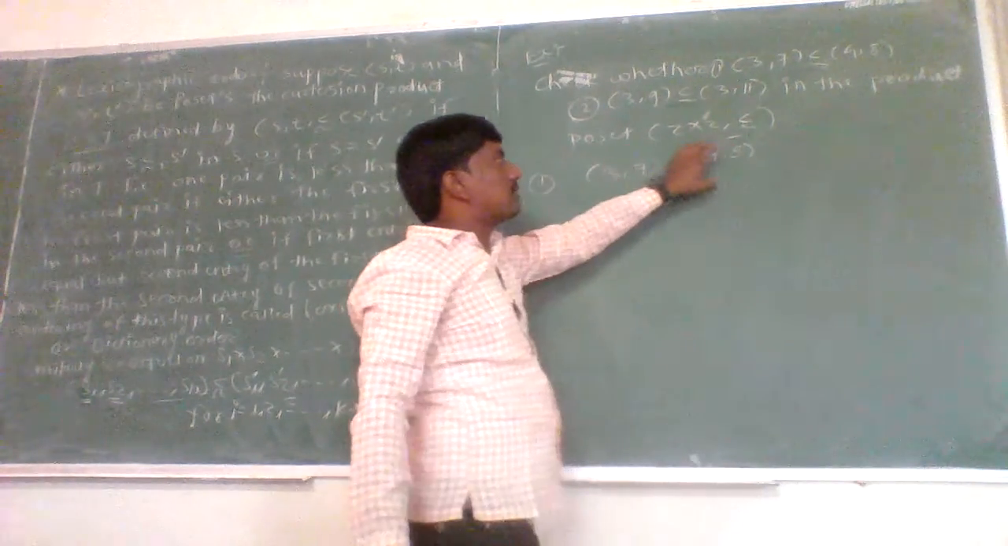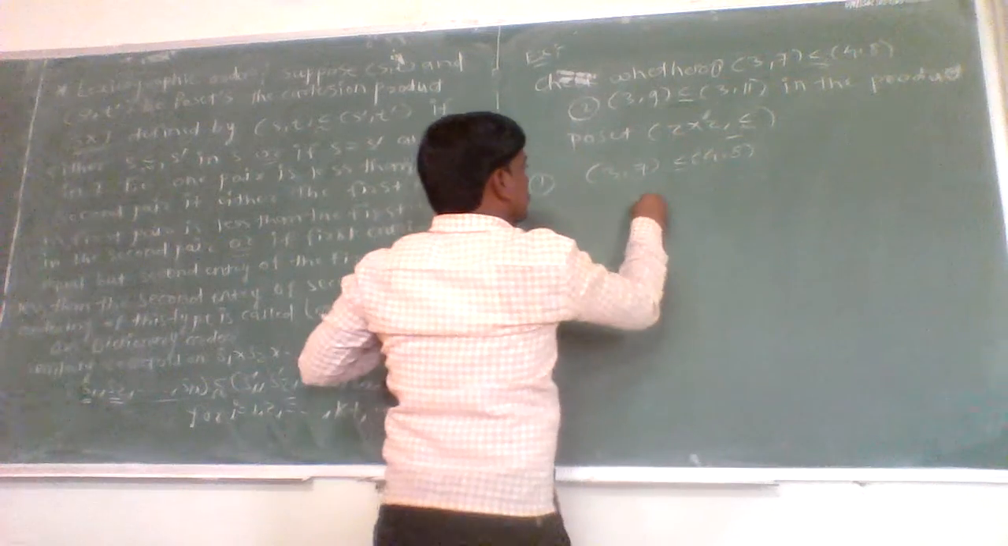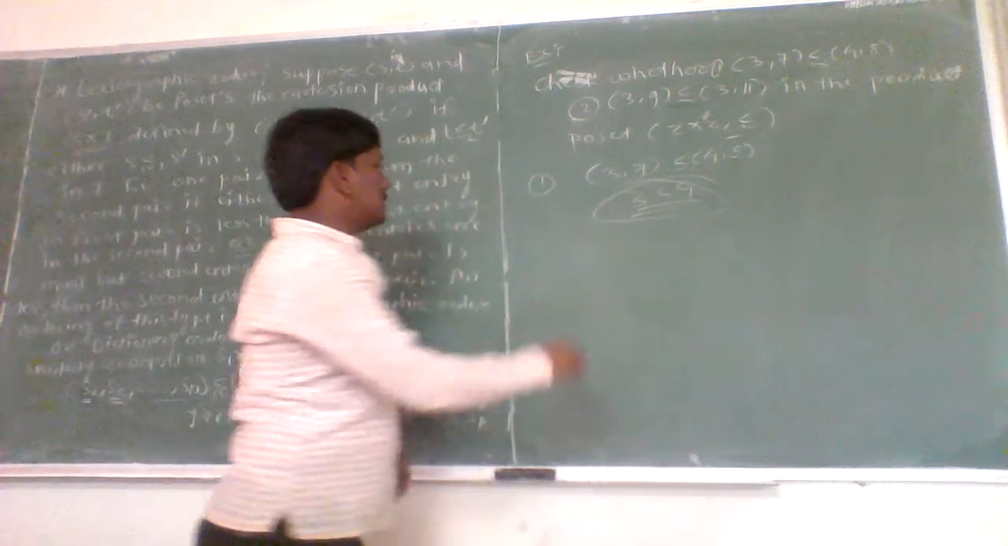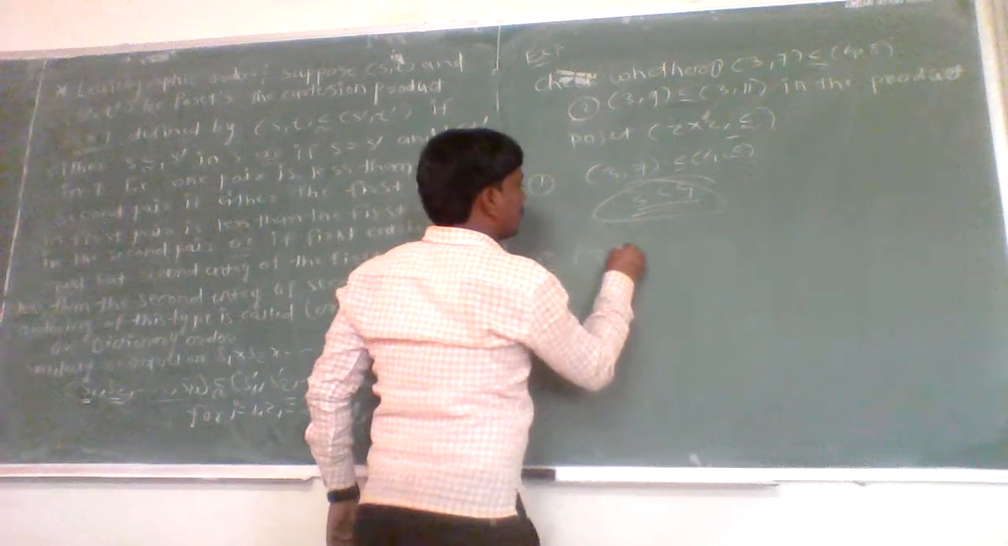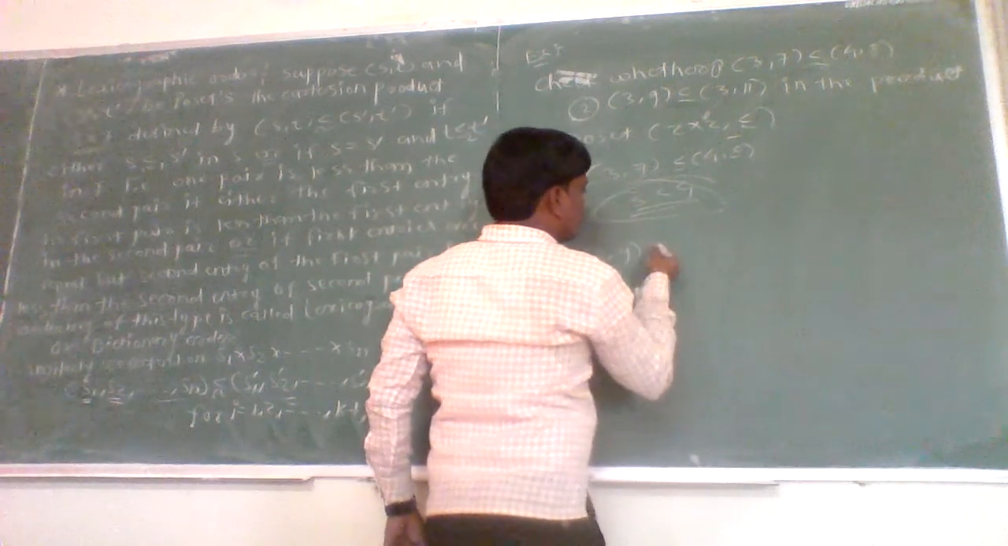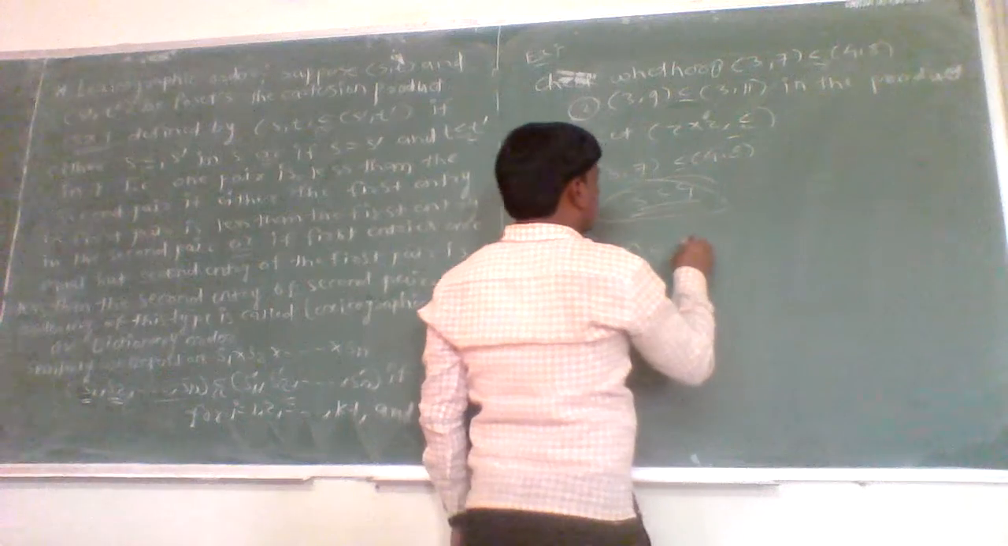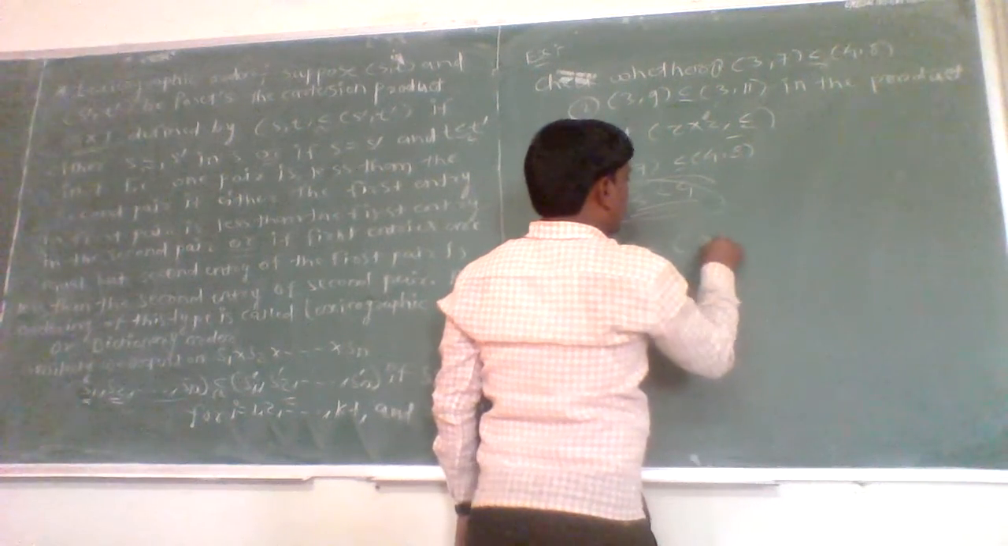That is, whether 3 is less than or equal to 4. As 3 is less than 4, the process stops here only. But in the second, we have to check whether (3, 9) precedes (3, 11), where precedes is nothing but the less-than-or-equal relation.